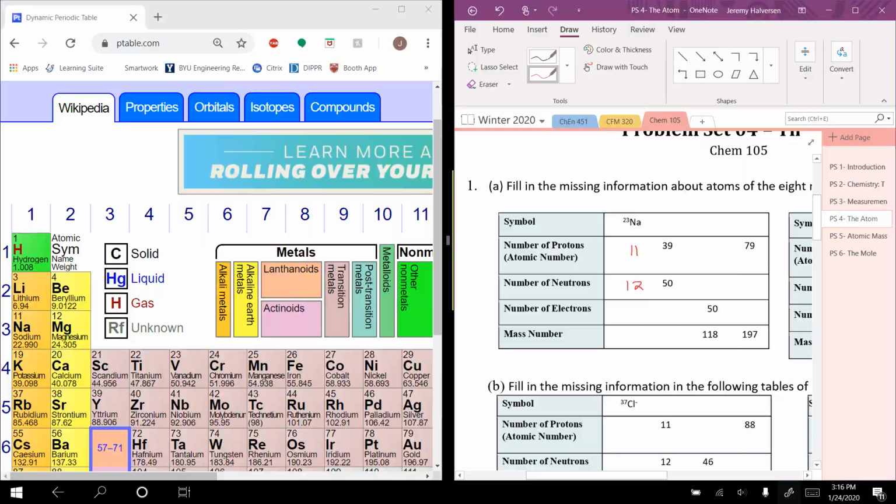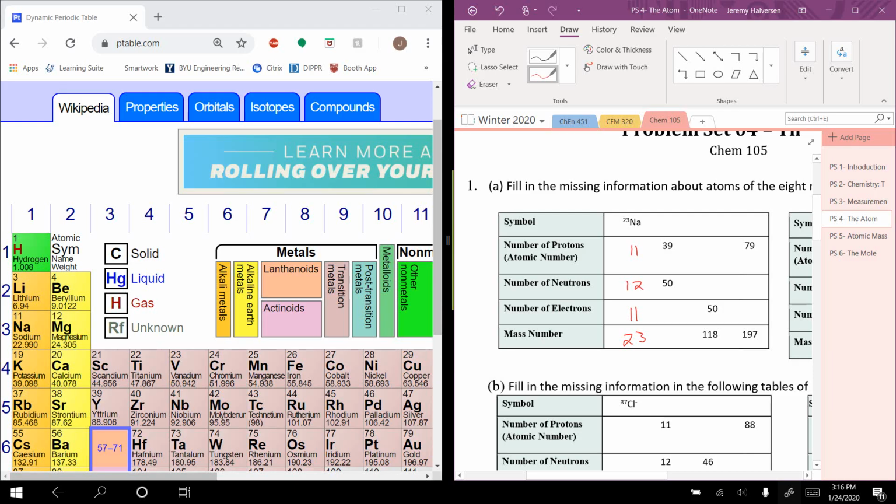Right, so then we're asked for the number of electrons, and the number of electrons is going to be equal to the number of protons as long as this atom is neutral. So if we've got 11 protons, then we're going to have 11 electrons. And lastly, it asks for the mass number, which again is protons plus neutrons. It's given right there. So 23 it is. Right, so let's keep going.